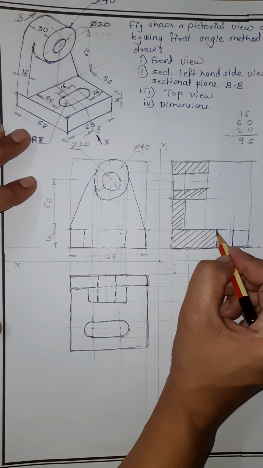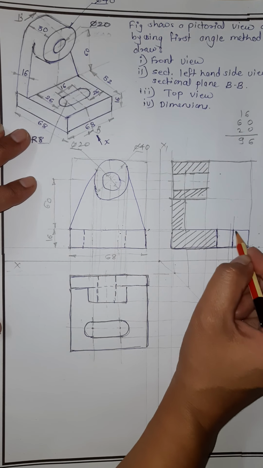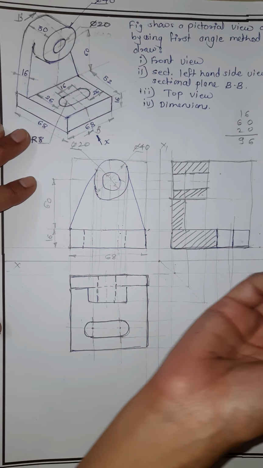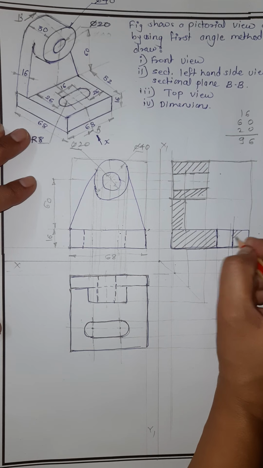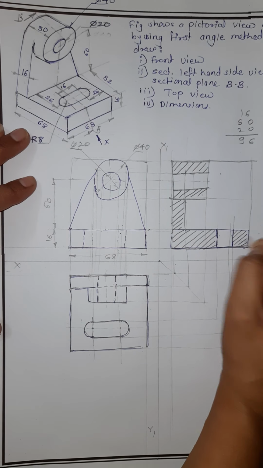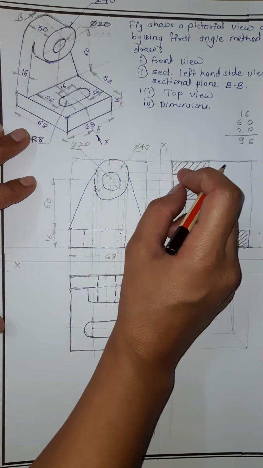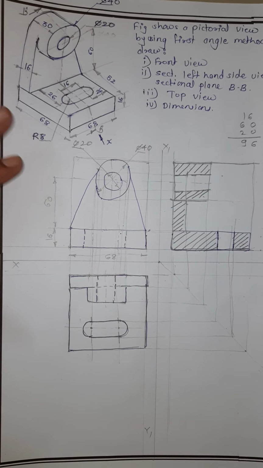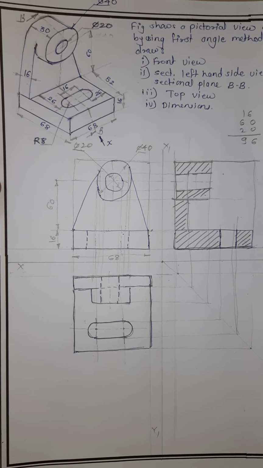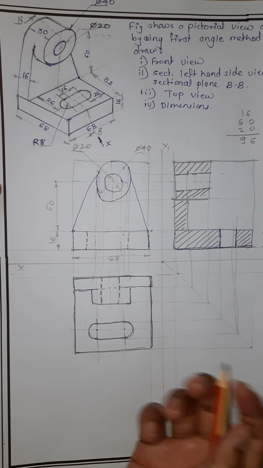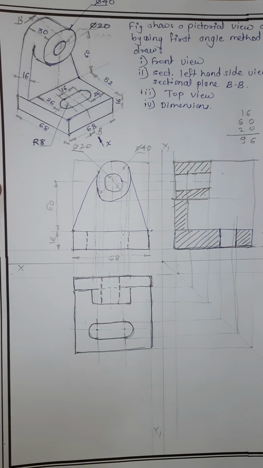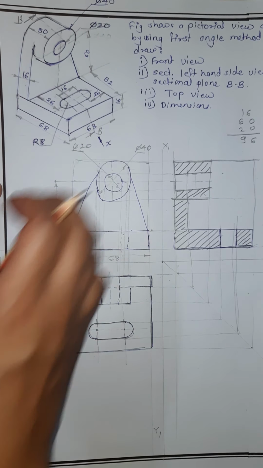So I am making this hidden line a dark line because these are visible when you cut this object at the middle. Here there is a hole, here there is a hole, so there is no material, so there is no surface cut by the cutting plane, so there are no hatching lines. So now this is the complete sectional left hand side view along the plane BB, correct?